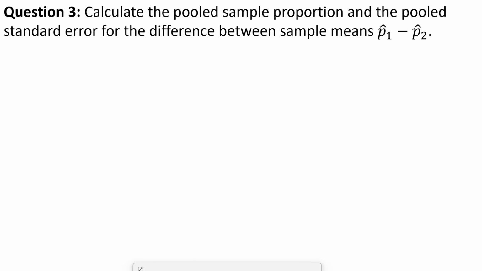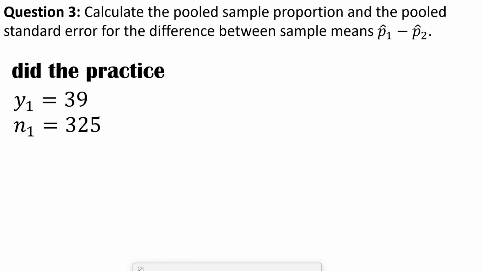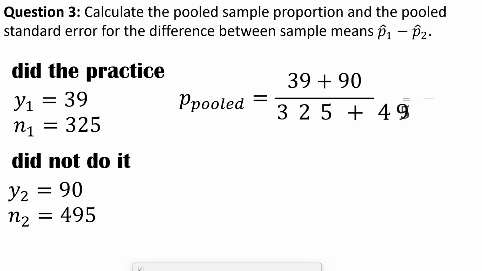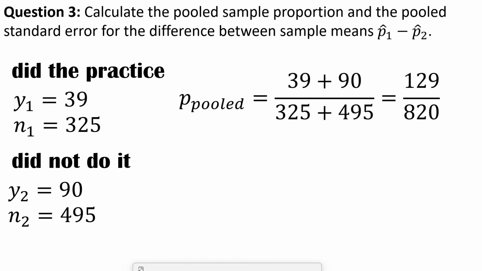Next, we're going to calculate the pooled sample proportion and the pooled standard error. Of course, we need a measure of uncertainty. And in these scenarios, the uncertainty is based on pooling the data. We can pool the data because under the null, we're assuming that the two population parameters, P1 and P2, are equal to each other. And so pooling the data gives us our best estimate of that common proportion. In this case, that estimate is about 16%, just a little bit less.